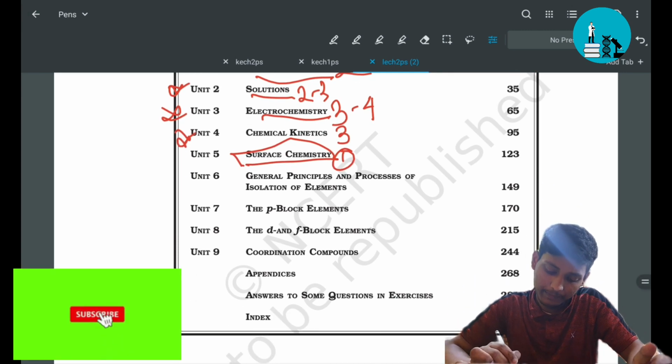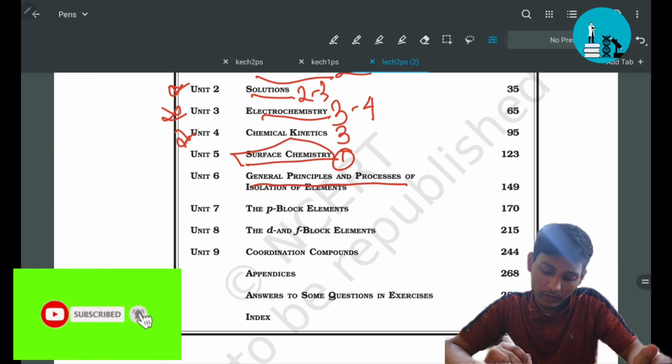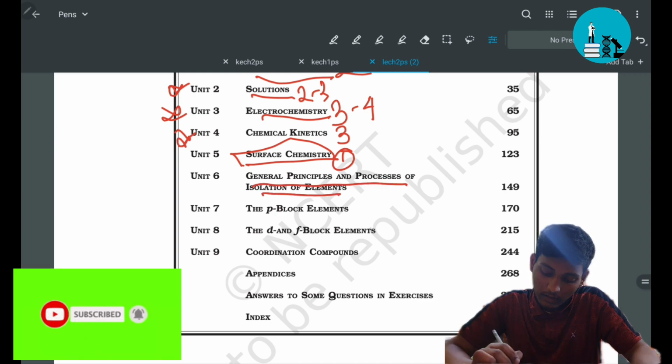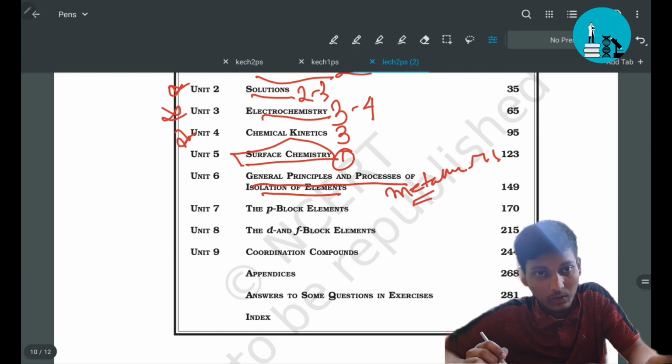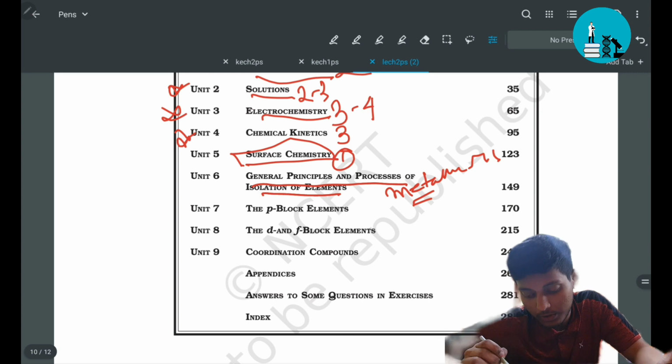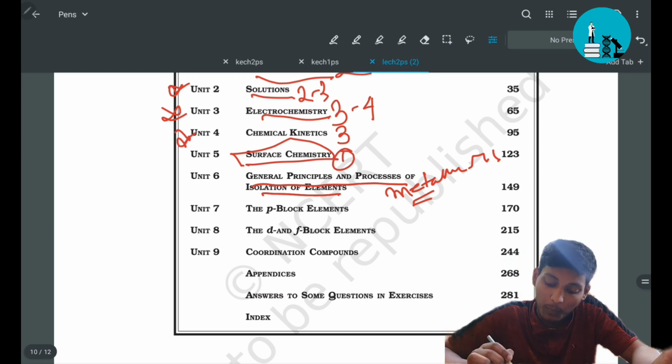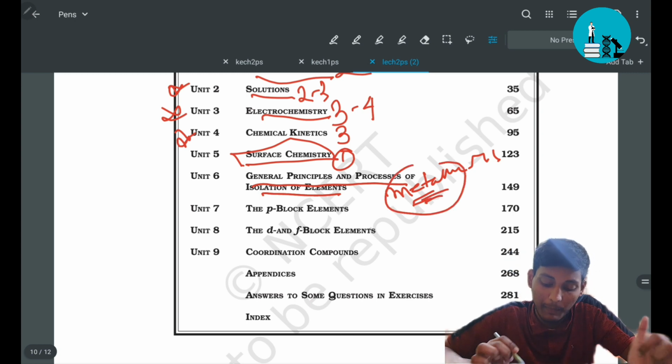And this is the general principles and processes of isolation of elements. From this chapter, metallurgy is the important part, because from metallurgy 2 questions or sometimes 1 question came, and it is a small topic to cover.